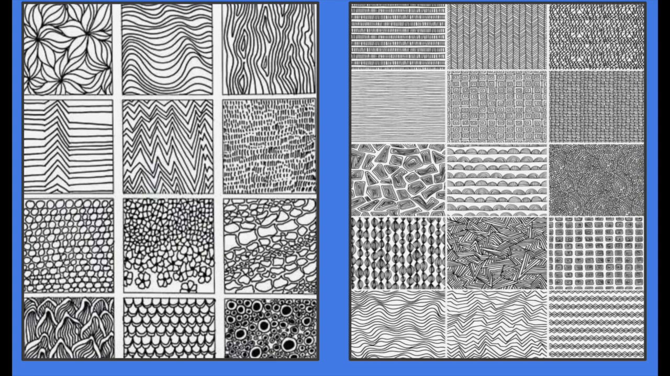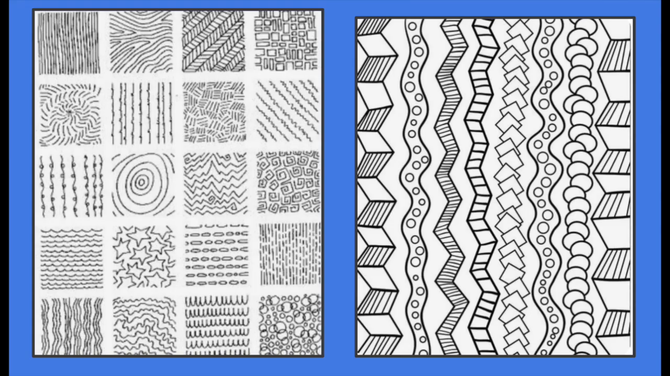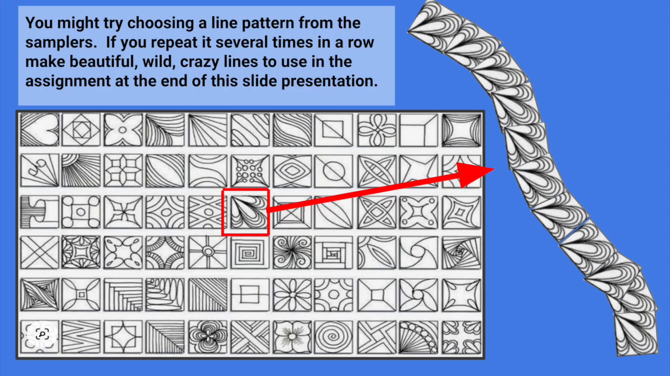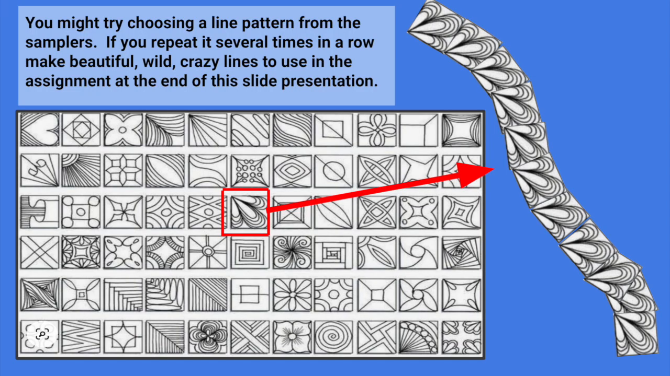Here's another sampler. There are endless ways to combine lines to make patterns, and these are just some suggestions. You can make up your own. That's really what I'd love for you to do. But these can get you started if you're having trouble getting ideas. Here's one way you could use these samplers. You could pick out one design out of it and combine it to make your own line. Any of these would work that way.